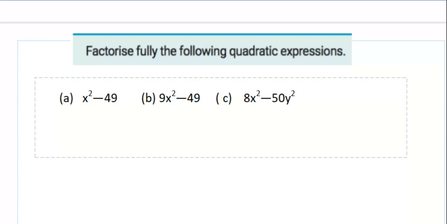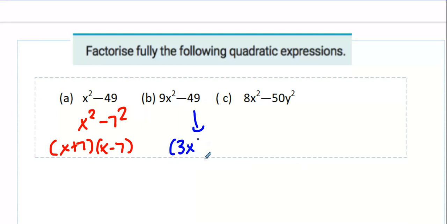Right, help me out. X squared minus 7 squared. And after that? Big improvement on this one. Well done. Next one for me. 3x to be squared, yeah. What's the answer then?